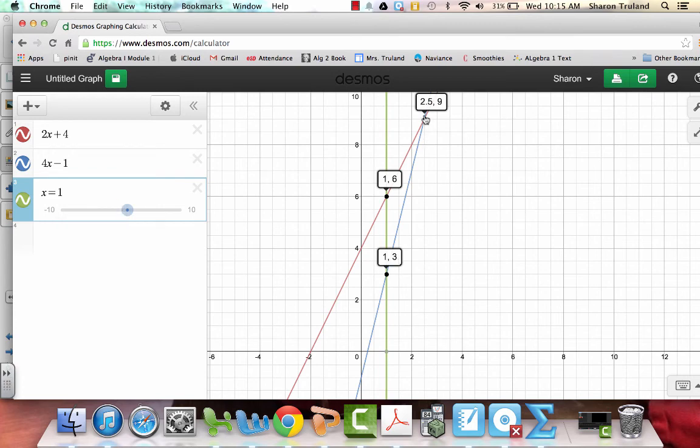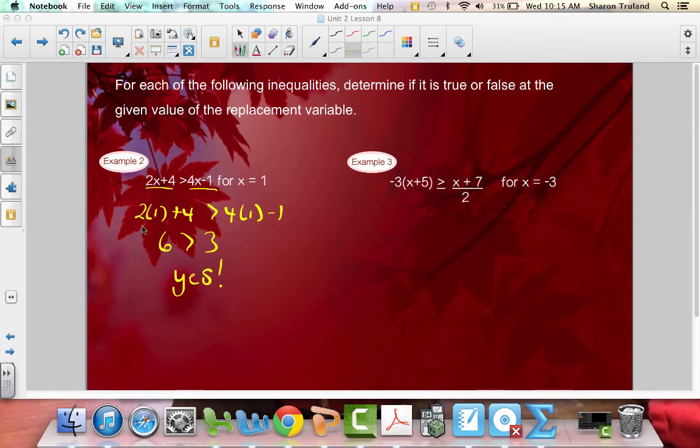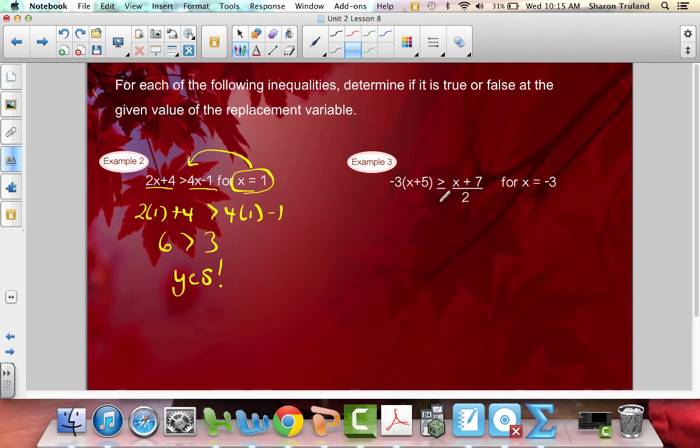Where do they equal? Right here at 2.5. But that's not what the question asked us. It just simply asked us, is x equaling 1 a viable solution for this? Yes, it is.